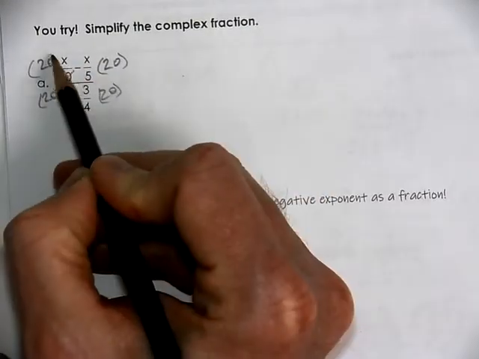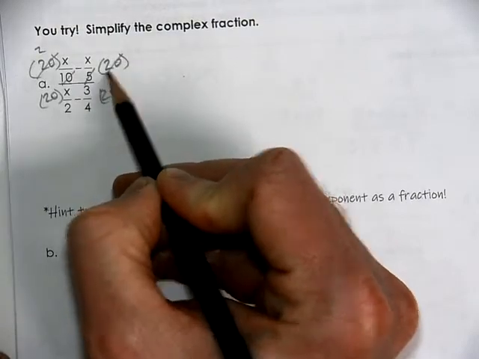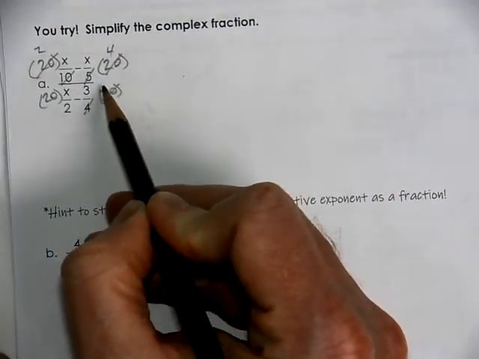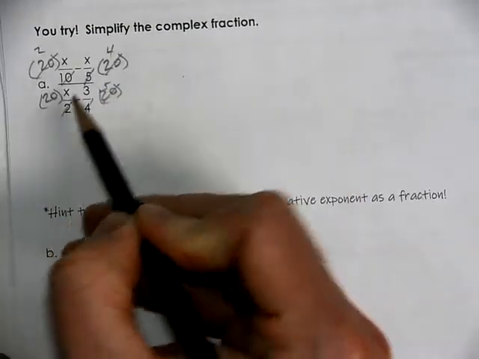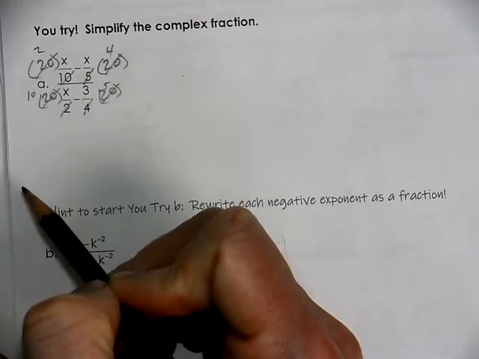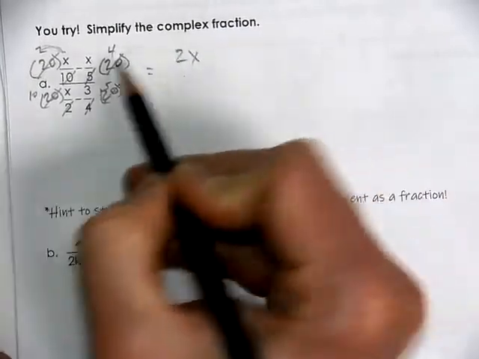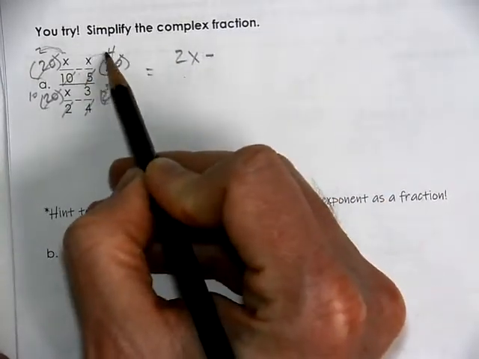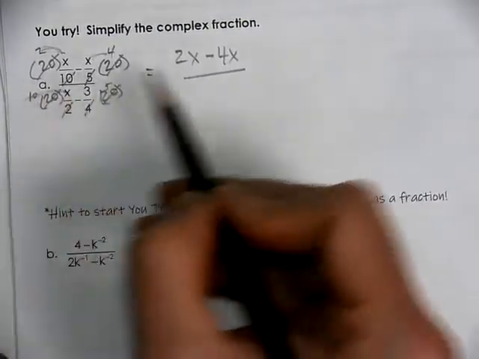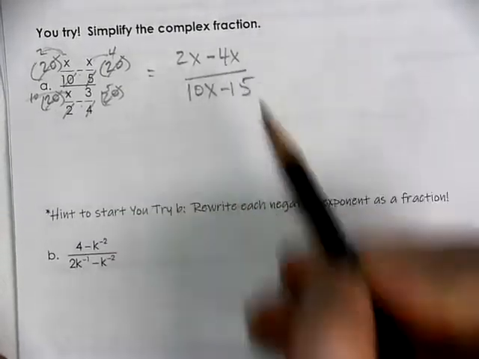So 10 goes into 20 2 times. 5 reduces with the 20 to become 4. 4 reduces with the 20 to become 5. And 2 reduces with the 20 to become 10. So that's going to be 2x minus 4x and 10x minus 15.